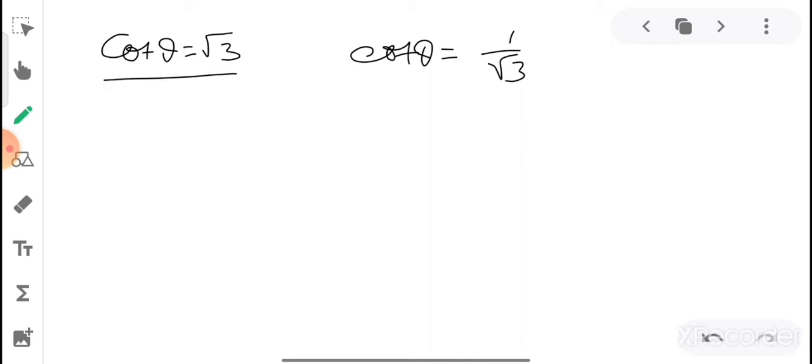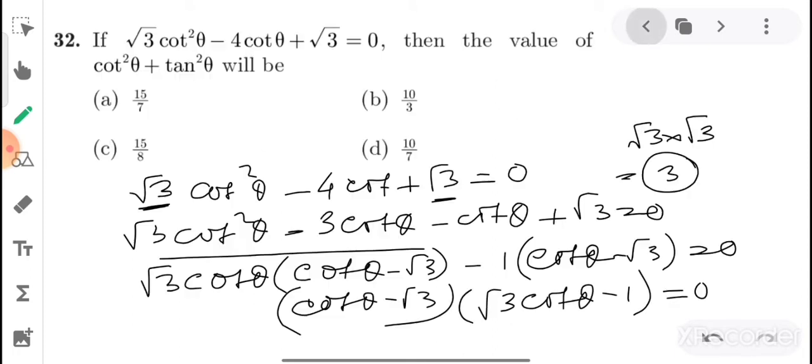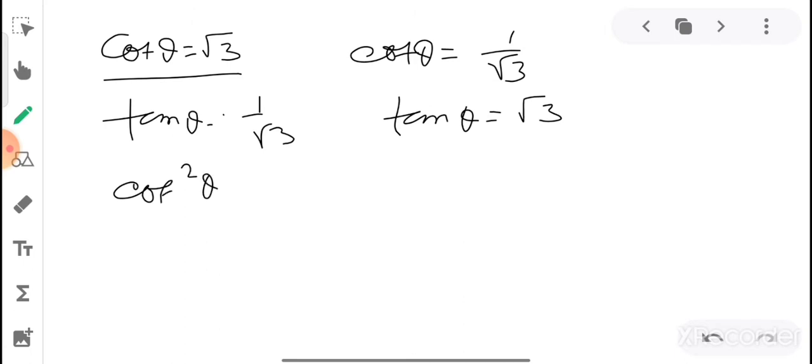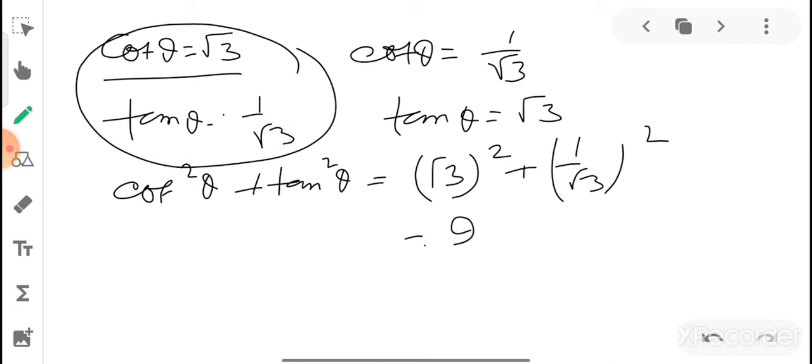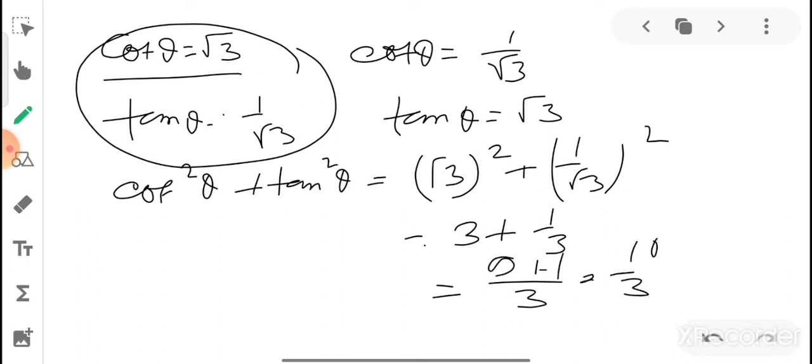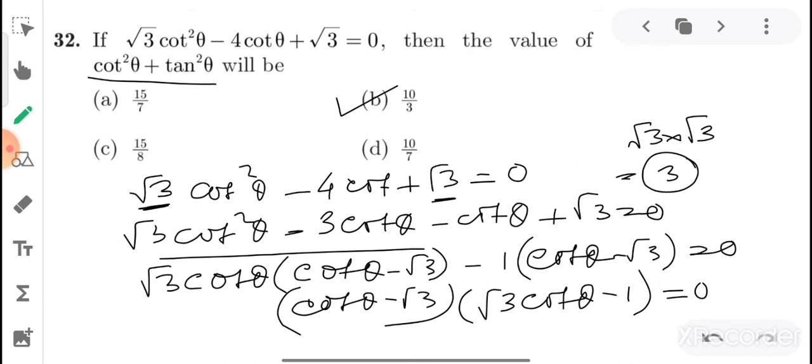If we take cot theta as root 3, then tan theta will be 1 by root 3, and if cot theta is 1 by root 3, then tan theta will be root 3. We have to calculate cot square theta plus tan square theta. We can take any set of values. If we take the first set, then root 3 square plus 1 by root 3 square gives 3 plus 1 by 3, which is 9 plus 1 by 3, 10 by 3. Then it is the correct option.